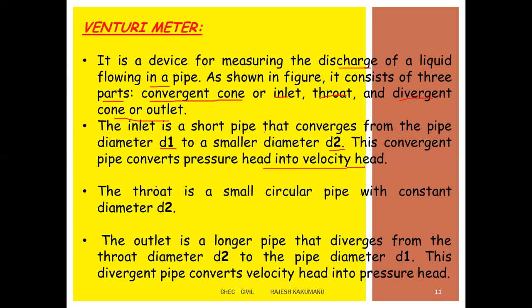Next, the second one is the throat. First part is the inlet, second part is the throat, third part is the outlet. Now the throat is a small circular pipe with constant diameter d2.